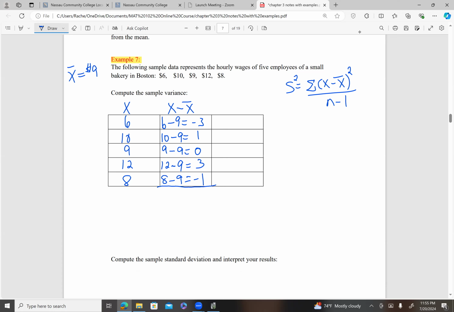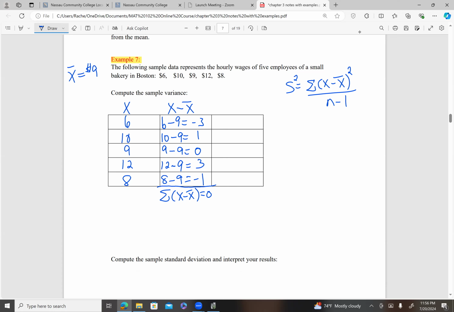If I sum up -3, 1, 0, 3, and -1, the sum of all these differences is going to equal 0. The reason it equals 0 is because I have opposites in here: a -3 and a +3, a 1 and a -1, and a 0. When I sum up opposites, I end up with 0. This is always going to happen no matter what data set you're working with. If you take each data value, subtract the mean, and sum up all those differences, they always sum to 0.